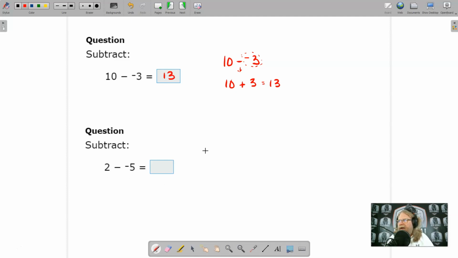2 minus negative 5. Let's keep the 2, change the sign to addition. The opposite of negative 5 is positive 5. And all of a sudden, what looks maybe just a little bit complicated, we realize is actually quite simple. 2 plus 5 is 7.